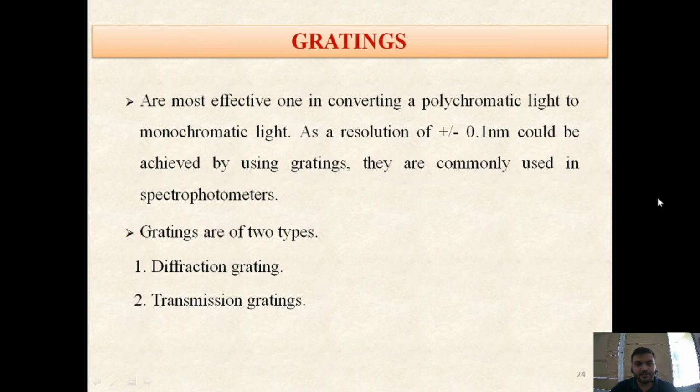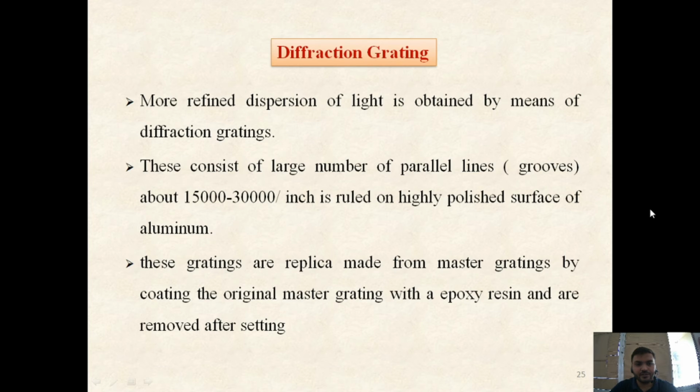Gratings are the most effective in converting polychromatic light to monochromatic light. A resolution of plus or minus 0.1 nanometer can be achieved by using a grating. They are commonly used in spectrophotometers. So gratings are of two types. First is the diffraction grating and second is the transmission grating.